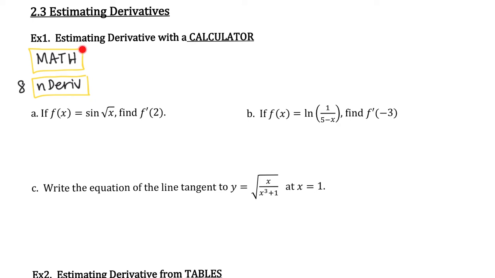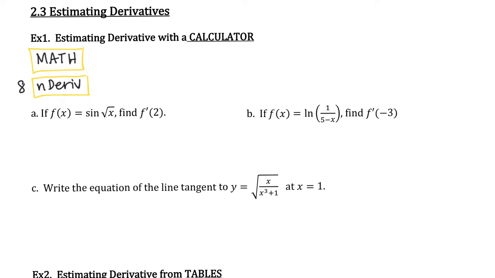To find the derivative function on my calculator, I'm going to press the button that says math. And then I'm going to go down to the 8th thing on the menu, and it's going to say nderiv. Okay, so for this first one here, it says if f of x equals the sine of root x, find f prime of 2 or the derivative of f at 2.